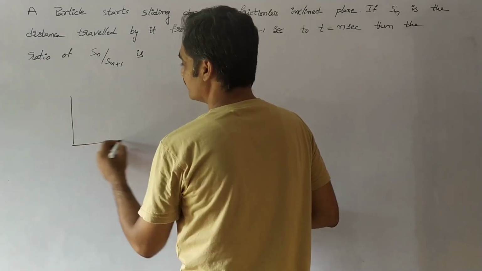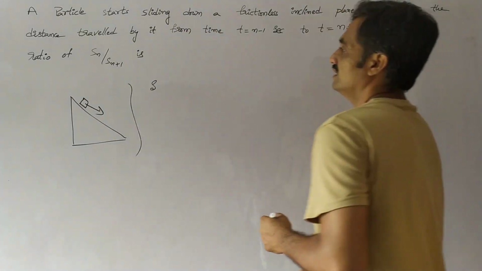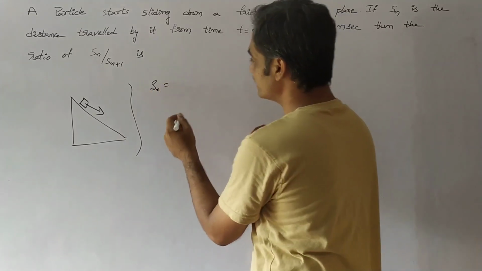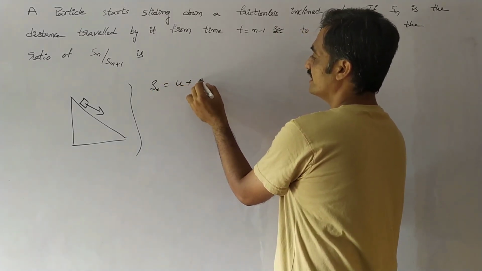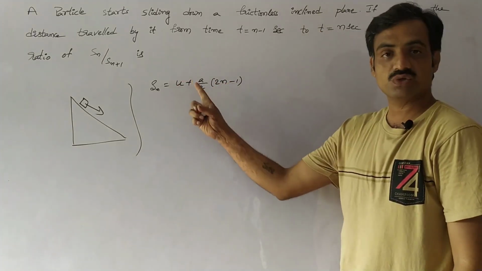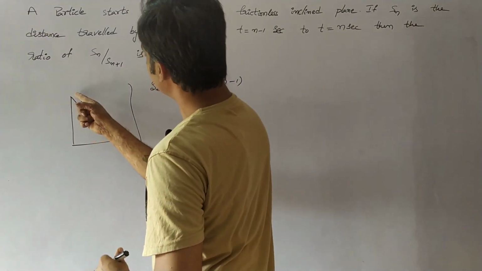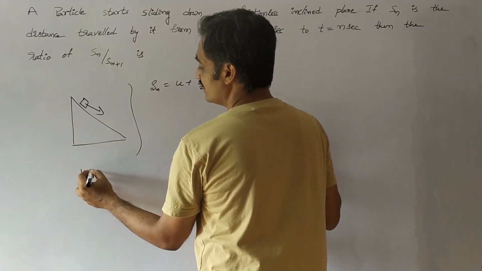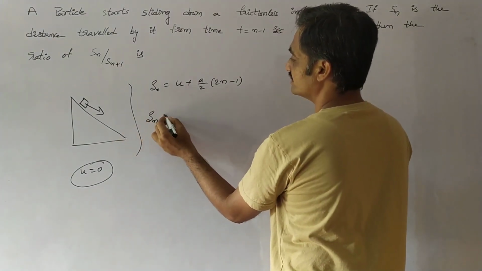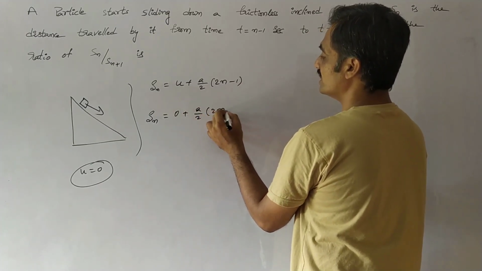Here they have represented that a particle is sliding down a frictionless inclined plane. The distance travelled by the body in the nth second is given as S suffix n equals u plus a by 2 into 2n minus 1. Since the body is sliding down the inclined plane, its initial velocity is 0. If we substitute this value, we have S suffix n equals 0 plus a by 2 into 2n minus 1.